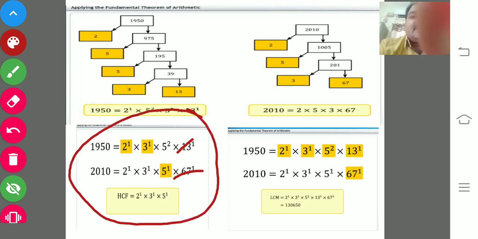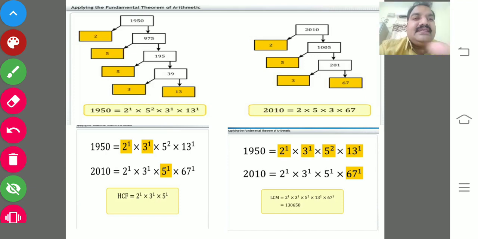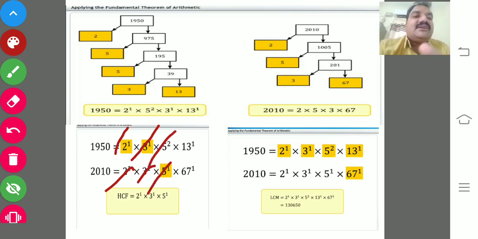Just observe, children. 2 is here, 2 is here, you have to consider. 3 is here, 3 is here, that's what you have to consider. 5 is here and 5 is also here. That's what we consider, only the 3 numbers, 2, 3, 5. The powers we will discuss.